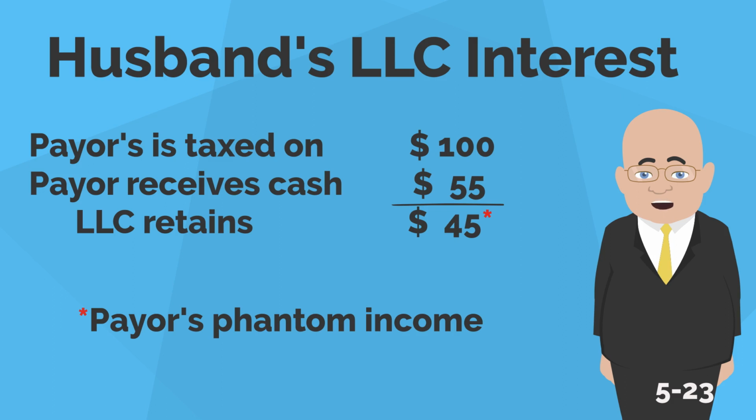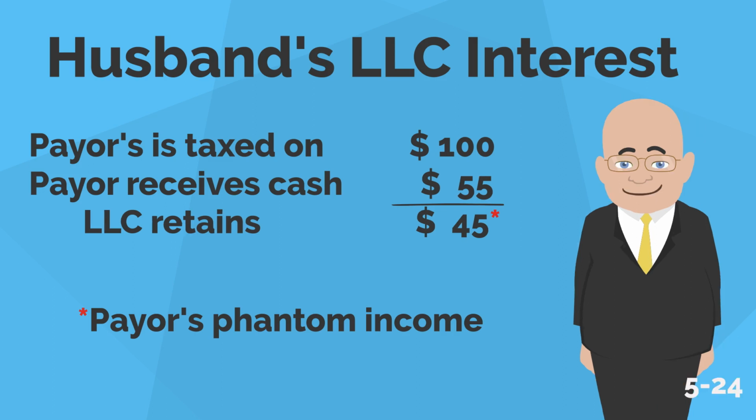Payer's annual income is shown at left. Taxable income is $100 for payer. Payer receives $55 that all goes to pay income taxes on the LLC's income allocated to the payer. The $45 remains in the LLC to implement Grandpa's growth strategy. In this hypothetical, is the income for support $100 or $45?